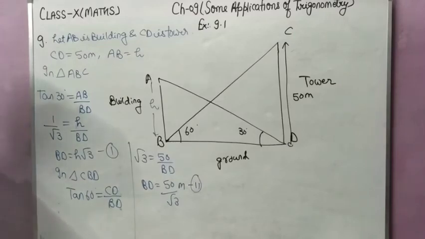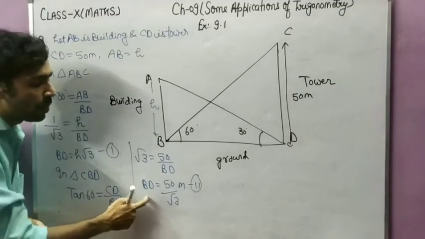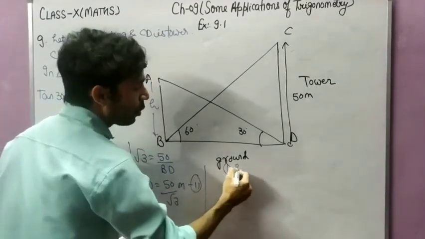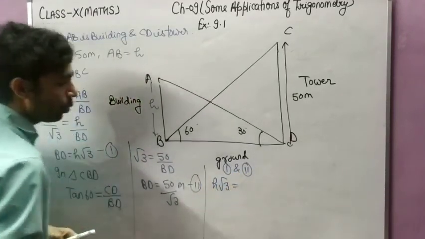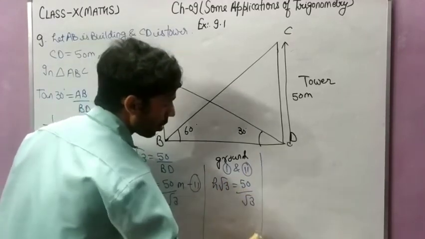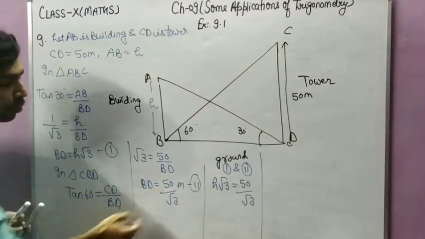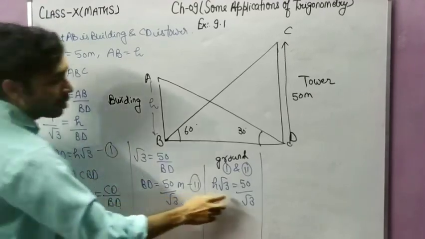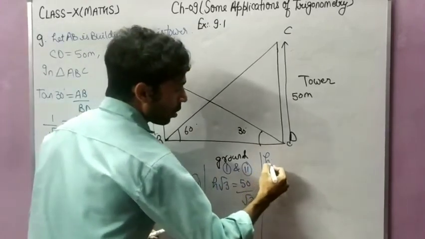So now see, equation 1 is BD equals H root 3 and equation 2 is BD equals 50 by root 3। So by comparing equations 1 and 2, because BD is equal to H root 3 and BD is also equal to 50 by root 3, by equating these two equations we can write H root 3 equals 50 by root 3। Now we have to find the value of H.